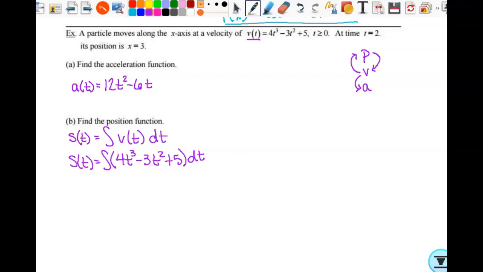Oh, okay, that's fine. Yeah, you can totally start at this step. I just want to make sure we understand what we're doing here. We're going backwards there. All right, so s of t is equal to, so I have 4t to the fourth divided by what? 4. Minus 3t to the third divided by 3. Plus 5t plus c.